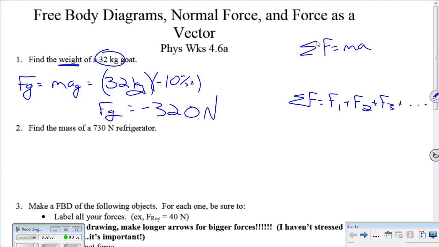So usually that's what happens. In most of the problems, I give you the mass. And that's how you find the weight, how you find the force of gravity.